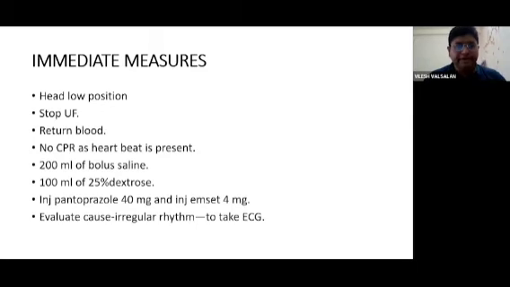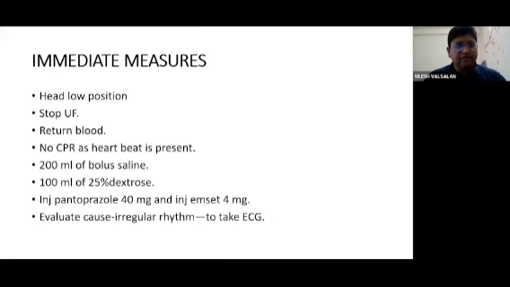So what immediate measures will we take in such a situation? First thing, as we mentioned, we should quickly put the patient in head low position. You stop the ultrafiltration. You return the blood if it is possible. No CPR was required at this point as the patient had a heartbeat. Most of the times, there are certain patients who have telltale signs of chest pain secondary to CPR given when there was heart rate, there was blood pressure. So please make sure that unless there is a real cardiac arrest situation, we may not need to give CPR at the onset.